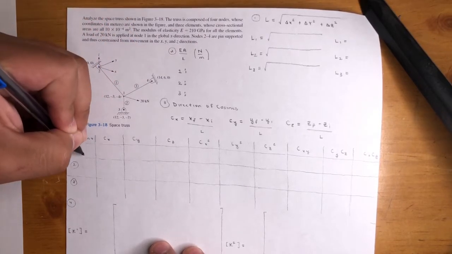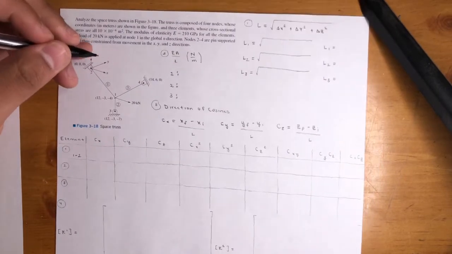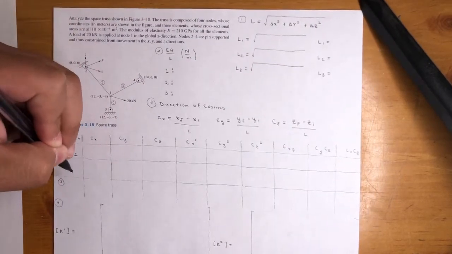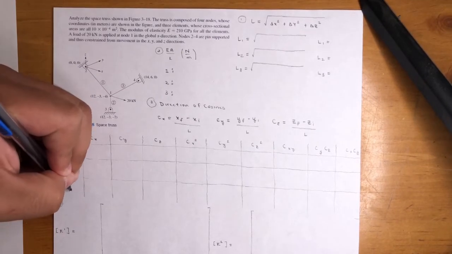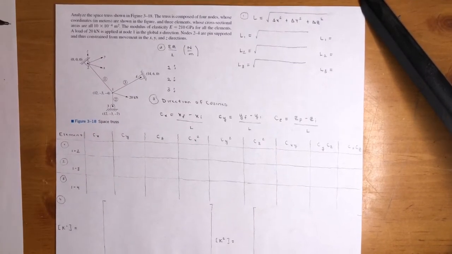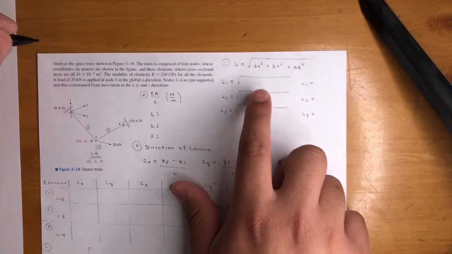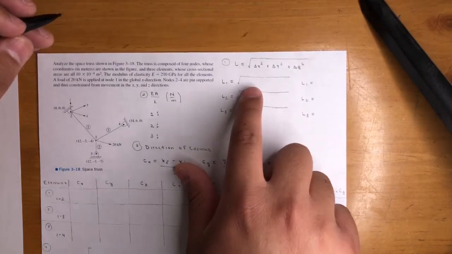So element 1 is gonna go from 1 to 2, right? Element 2 is gonna go from 1 to 3. These are nodes. And this one's gonna go 1 to 4. So just FYI, but we use the same principle when calculating the lengths. You do final minus initial.